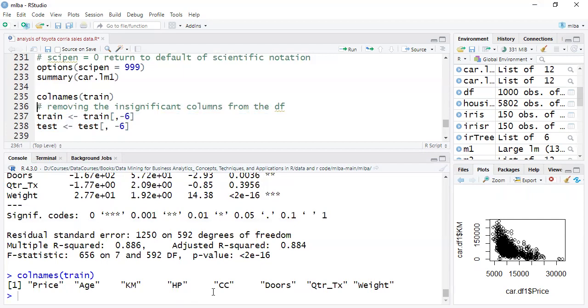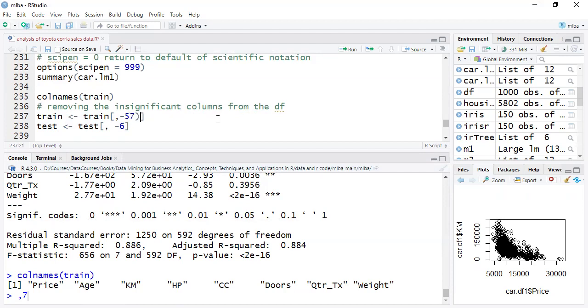Price, age, CC. CC 1, 2, 3, 4, 5. Column number 5. This is column number 5, which we have to remove. And quarterly tax 6, 7. Column number 7. You have to mention as column number 7 and the column number 5.